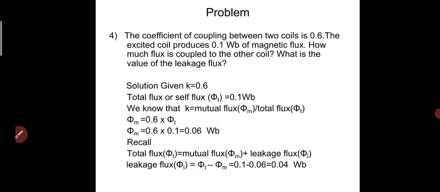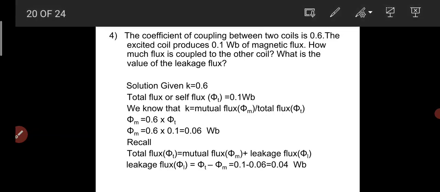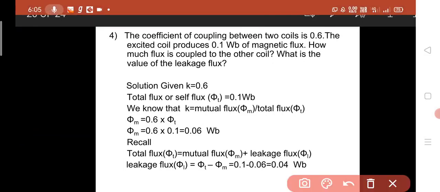Next, write down the fourth one. The coefficient of coupling between two coils is 0.6. The excited coil produces 0.1 Weber of magnetic flux. How much flux is coupled to the other coil? What is the value of the leakage flux?